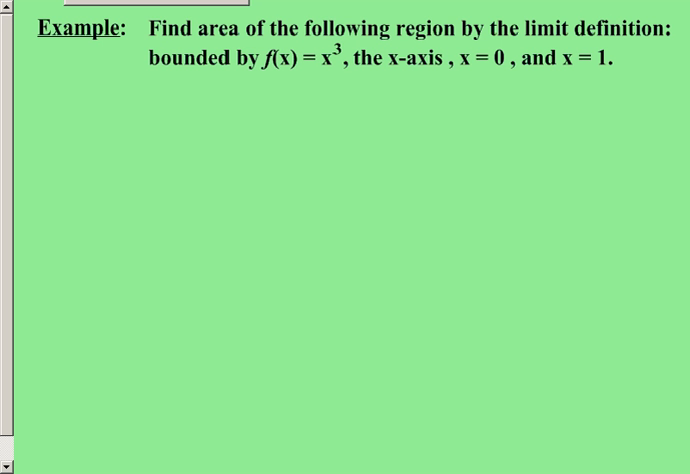Okay, so let's take a look at one here. Find the area of the following region by the limit definition. Our bounds are going to be the parent cubic function, also the x-axis, and the domain bounds of x equals 0 and x equals positive 1. Not necessary to have a graph, but until we get a grip on it, a little visual couldn't hurt.